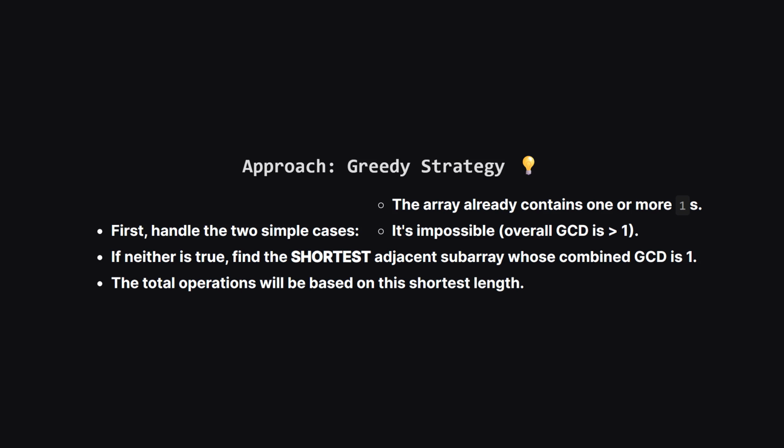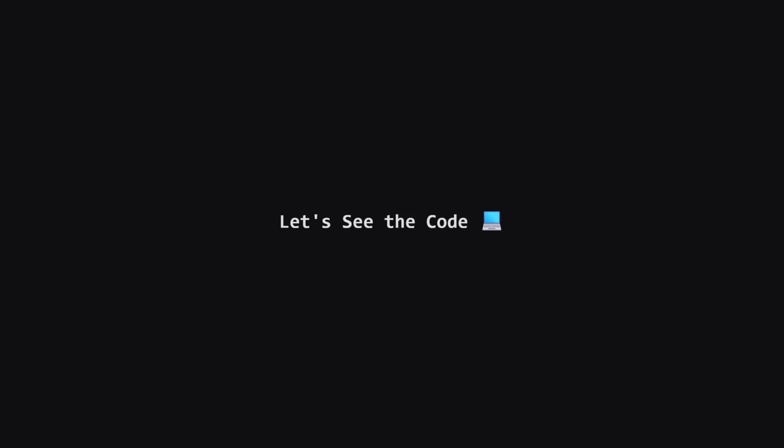We'll handle the simple cases first. If the array already contains 1s, we just calculate how many numbers need to be changed. If it's impossible, we return -1 right away. Otherwise, we find that shortest possible subarray that can produce a 1, and we use its length to calculate our final answer.